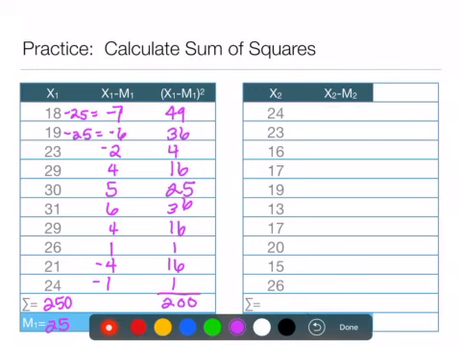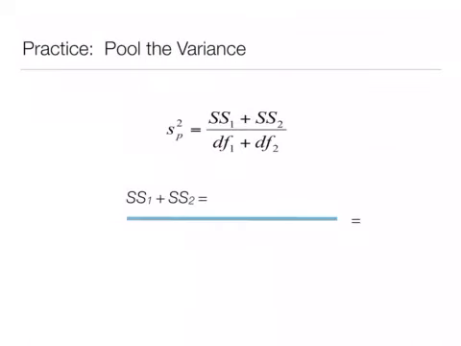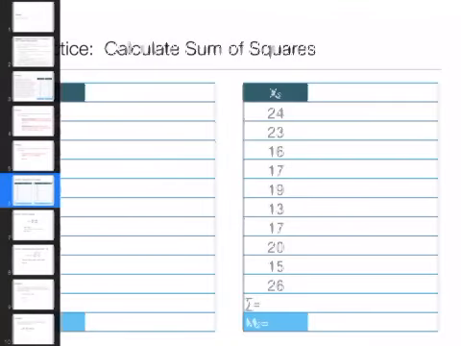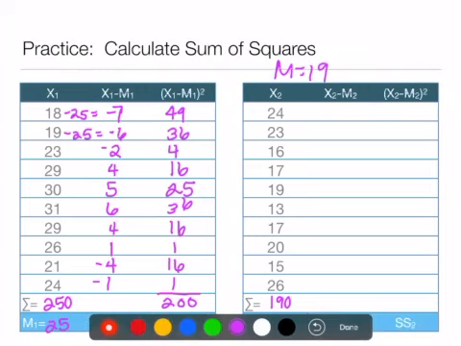We'll do the same thing for our second group. When we add those values together, we get a sum of the x's of 190, and we get a mean of 19. So we'll do 24 minus 19 is equal to 5. We'll do the same thing here. 23 minus 19 is equal to 4. We'll go all the way down with those values.